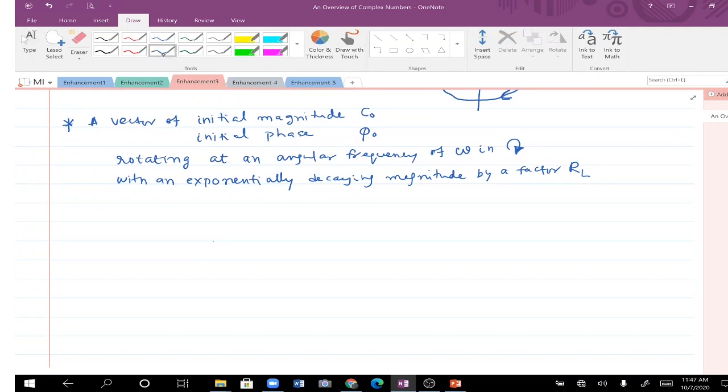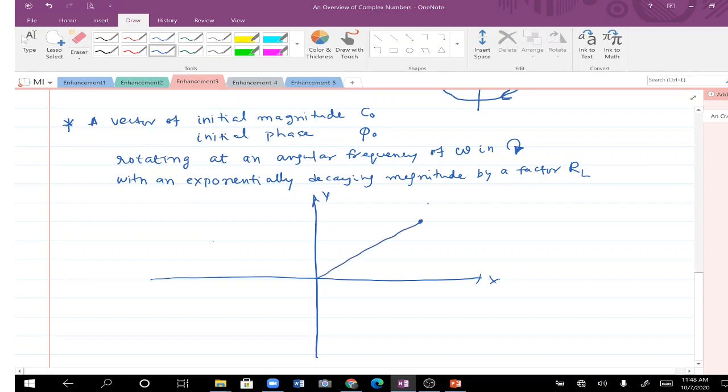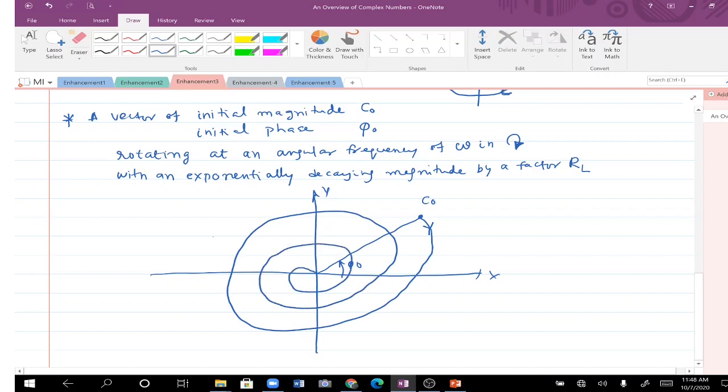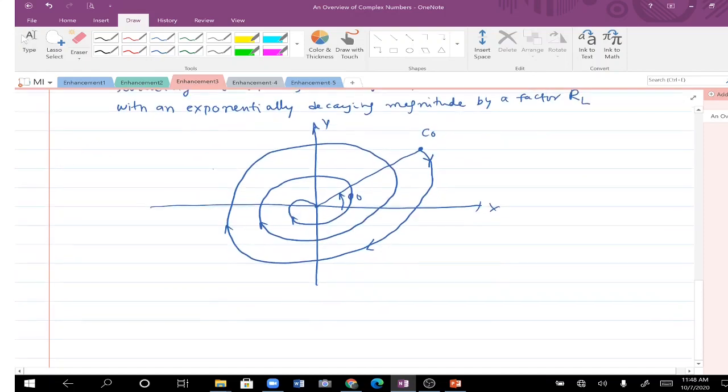Let's try to draw this out here. You have an xy plane. Initially it has a magnitude of c naught and a phase of phi naught. It is then rotating in the clockwise direction, and while rotating its magnitude also keeps reducing, and eventually becomes 0. So this would be rotating in this way and eventually over time becoming 0. So how do you write it in terms of an equation now?